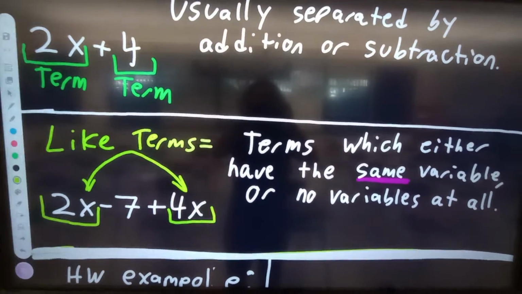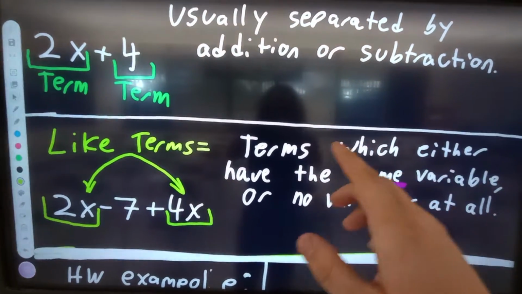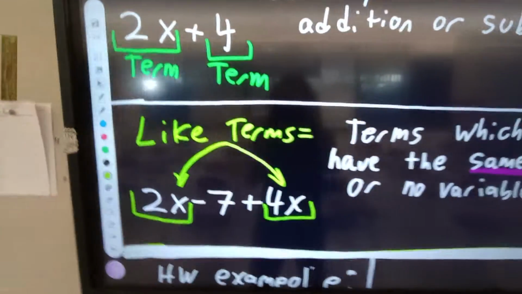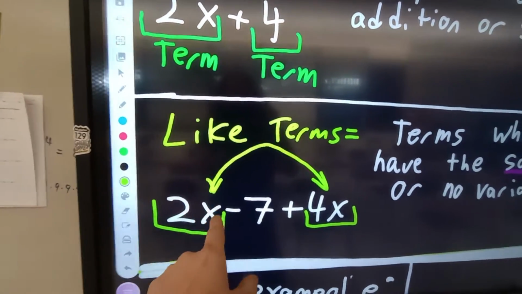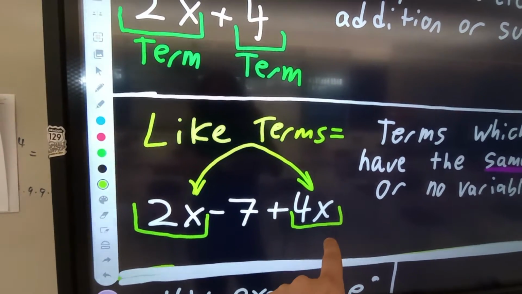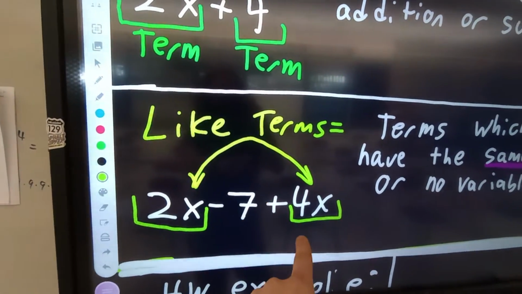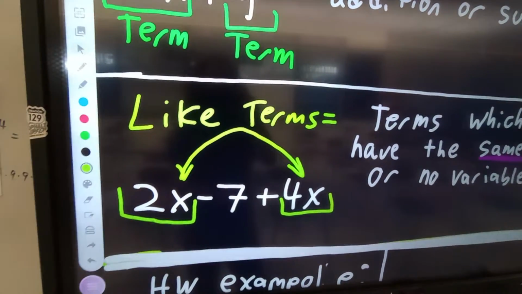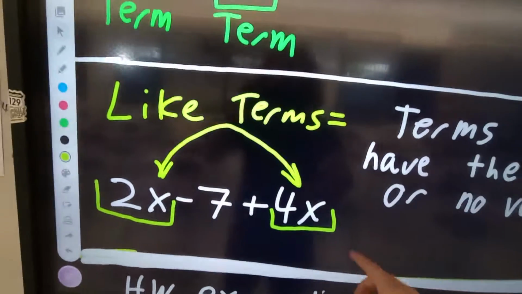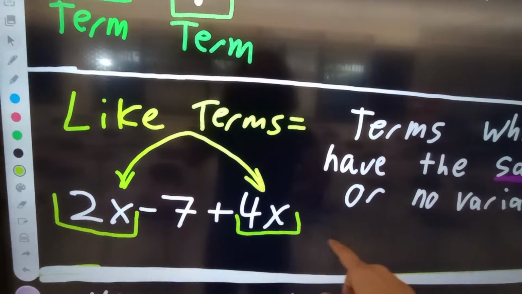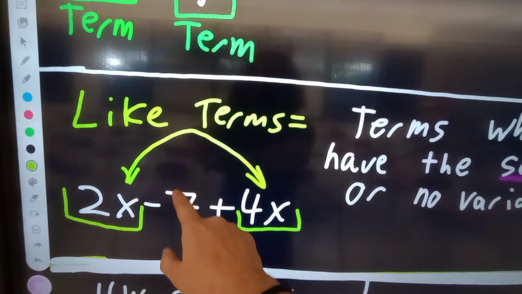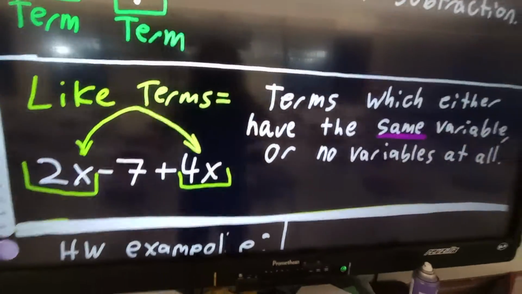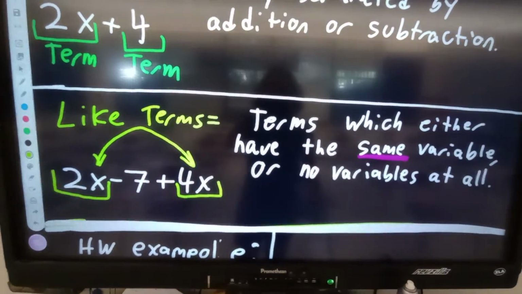Now, like terms, these are terms which have either the same variable or no variables at all. So, for example, in this expression, we have 2x minus 7 plus 4x. The terms 2x and 4x would be considered like terms. That is because they both have an x. Now, if I also included something like minus 3, then the minus 3 and the minus 7 would be considered like terms because they don't have variables at all. Okay? So that was it for our definitions.